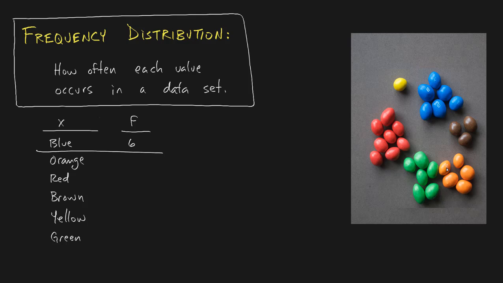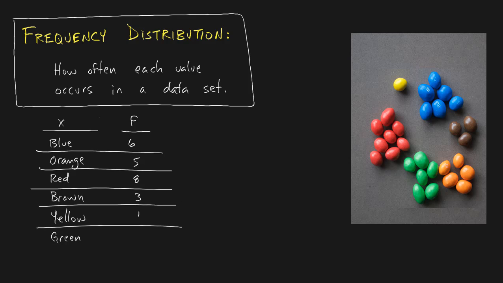And as far as the orange go, I've got 1, 2, 3, 4, 5 of those. There are 1, 2, 3, 4, 5, 6, 7, 8 red M&Ms. And there's only 3 brown ones. There's 1 yellow one. And finally, I have 1, 2, 3, 4, 5, 6 green M&Ms. So that's it. This is a frequency distribution.